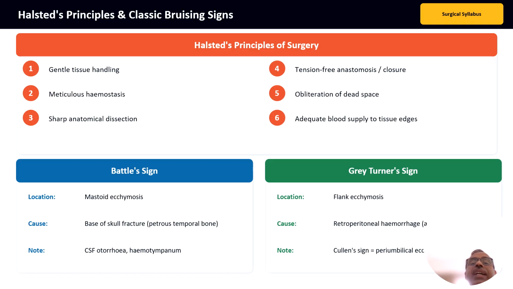And of course, we have Grey Turner sign, which is ecchymotic lesions seen in the flanks or in the lumbar region, classically seen in retroperitoneal hemorrhage of any cause. And Cullen sign is a periumbilical ecchymosis, which can also be seen in retroperitoneal hemorrhage.